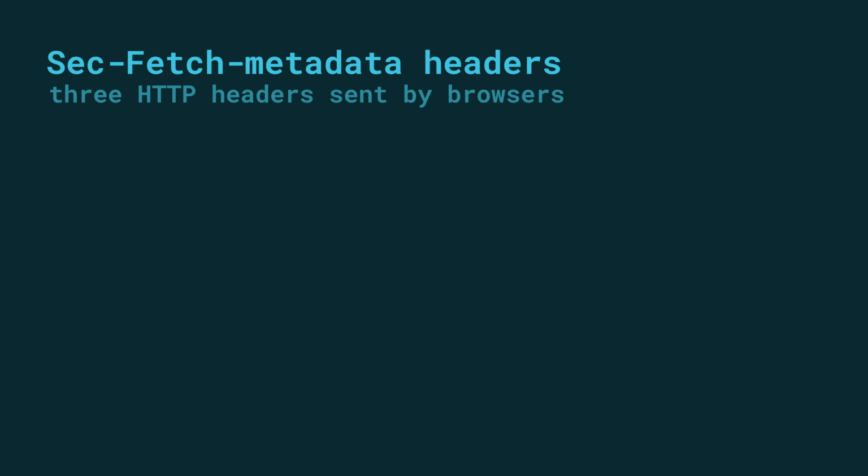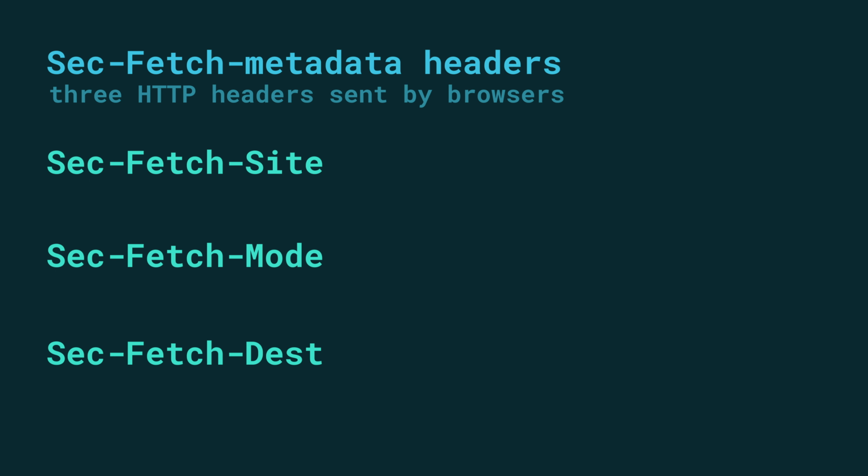The Fetch Metadata headers are 3 new HTTP request headers that are added to requests by browsers. They are the Sec-Fetch-Site, Sec-Fetch-Mode, and Sec-Fetch-Dest headers. The first one tells us which website generated the request. It can be same-origin, same-site, cross-site, and none. And as you can see, this one is going to be the interesting one for our use case here.